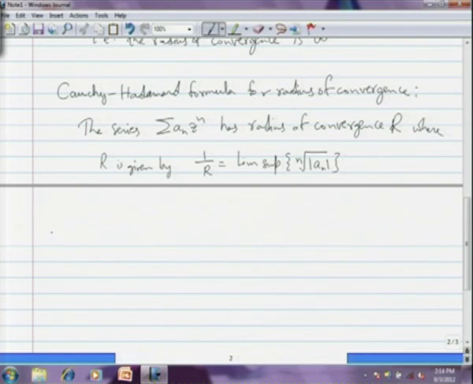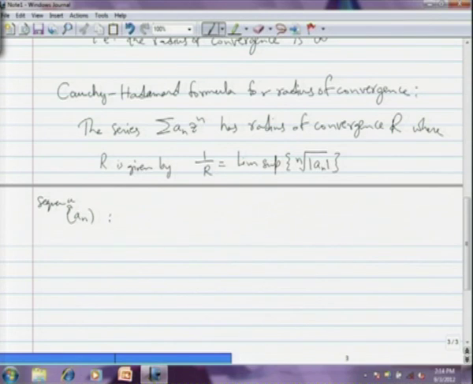So, the viewer must be aware of what lim sup is from calculus of one real variable. So, if not, I will remind what it is. So, if you have a sequence a n, okay, in this case a complex sequence a n, then you have a corresponding supremum sequence, supremum of the set of modulus of a n. So, I will use a different symbol here.